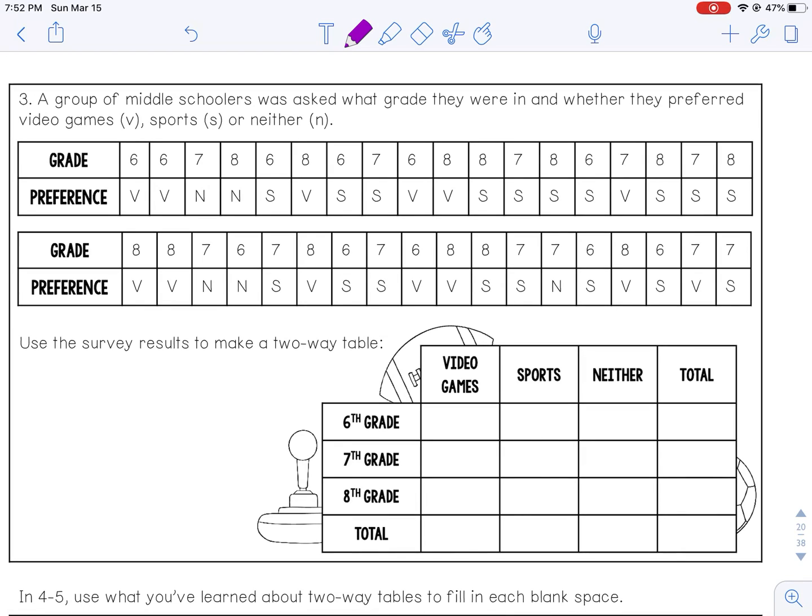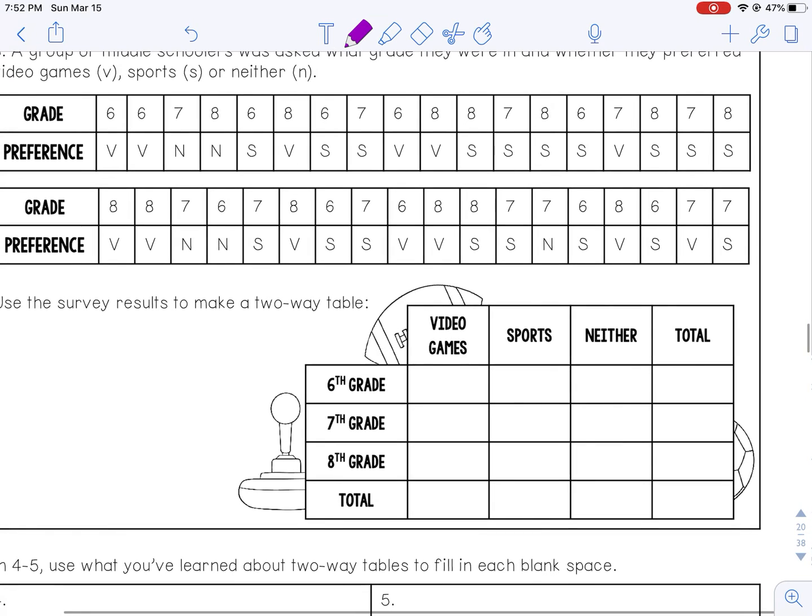Number 3, let's look at a group of middle schoolers. They were asked what grade they were in and whether they preferred video games, sports, or neither. So we have to come up with this table based off that information. We have a lot of information there. We have 2 rows of it.